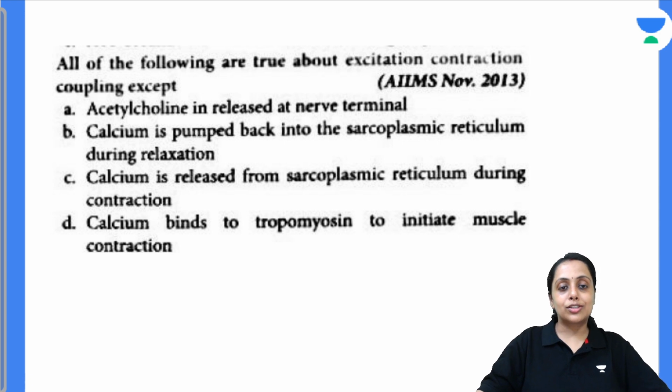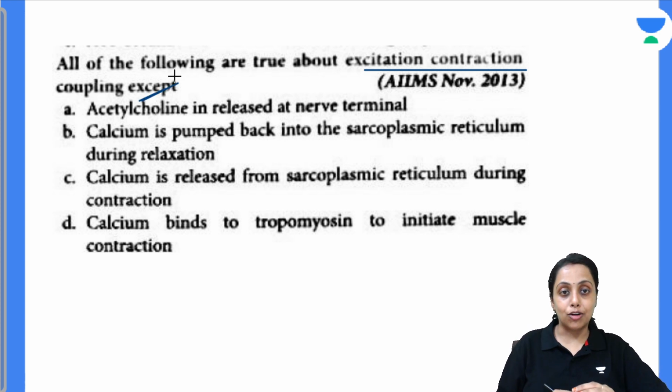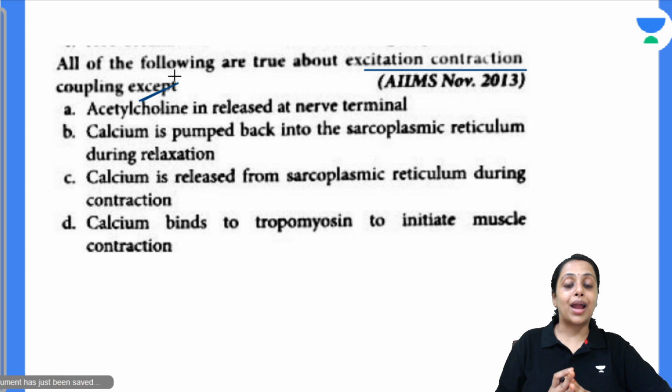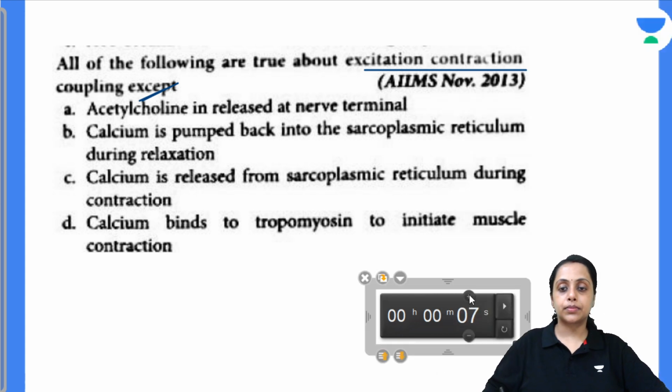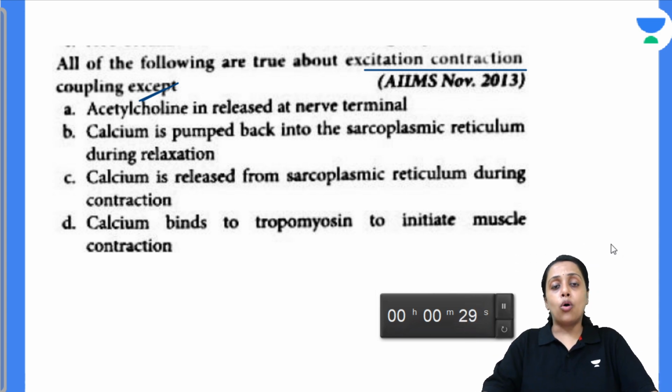Now coming to the next question. All are true about excitation contraction coupling except: acetylcholine is released at the nerve terminal; calcium is pumped back into the sarcoplasmic reticulum during relaxation; calcium is released from the sarcoplasmic reticulum during contraction; calcium binds with tropomyosin to initiate muscular contraction. Everybody answer this question fast. All are true except.